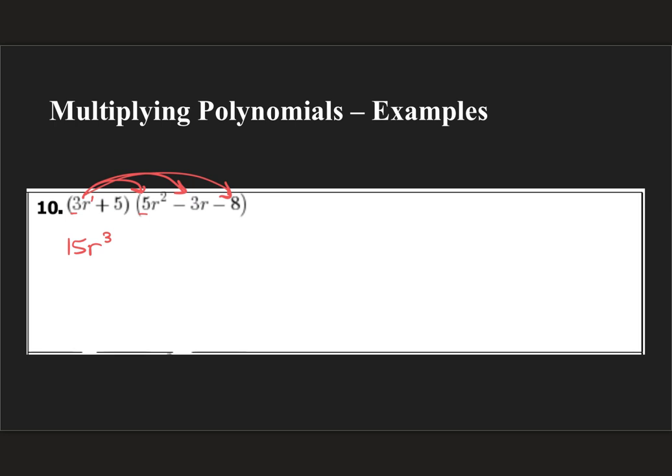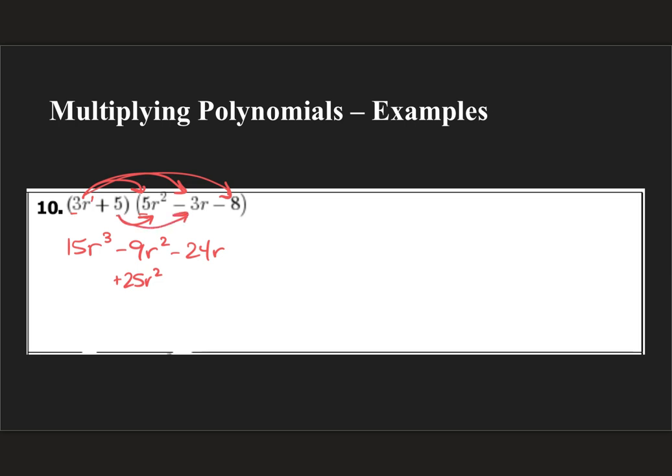Let's see, we said that was negative 9r squared. Okay, and then negative 24 and r. Then we're going to start with the 5, and we'll do 5 times 5r squared. So 5 times 5 is 25. And then we'll have r squared, because there's no r's here and just 2 there.